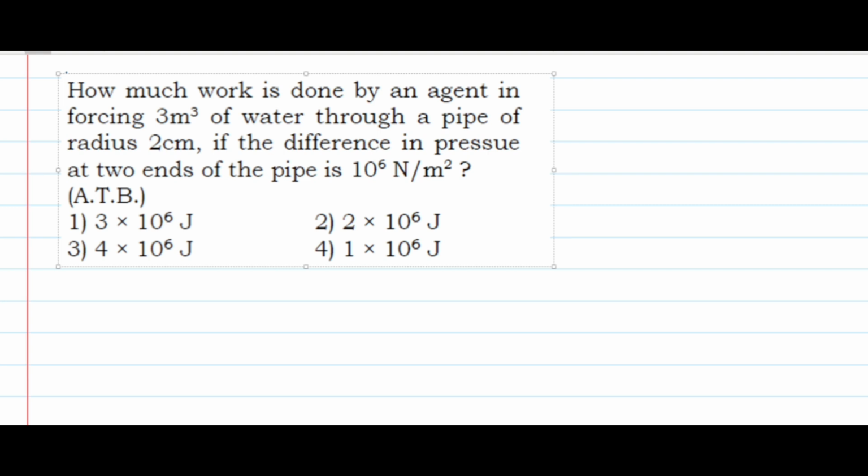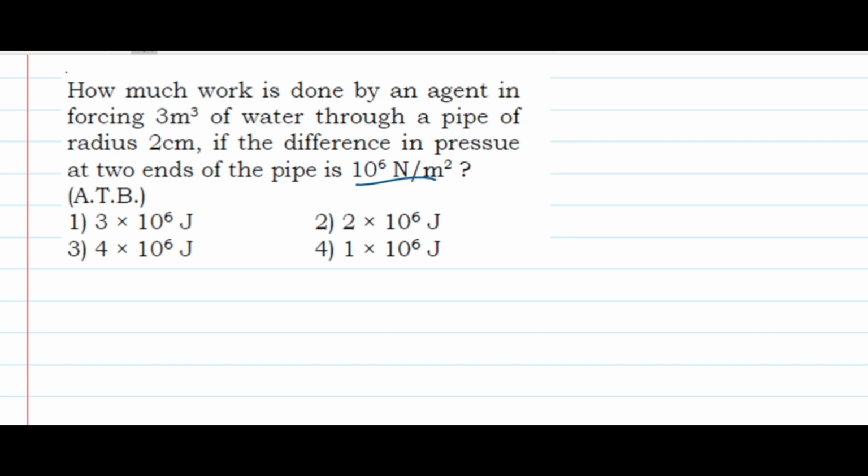Now just look at how much work is done by an agent forcing 3 meter cube of water through a pipe of radius 2 centimeter, if the difference of pressure across the ends of the tube is given as 10 power 6 Newton per meter square.